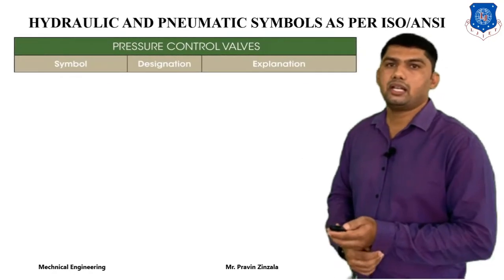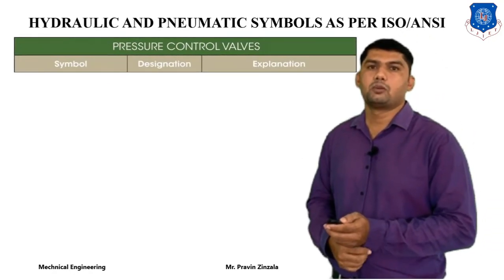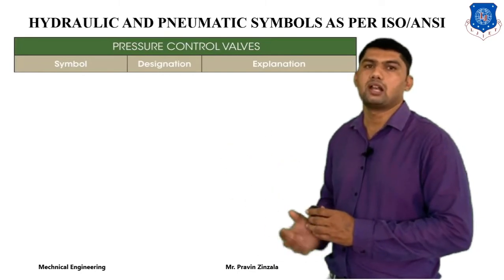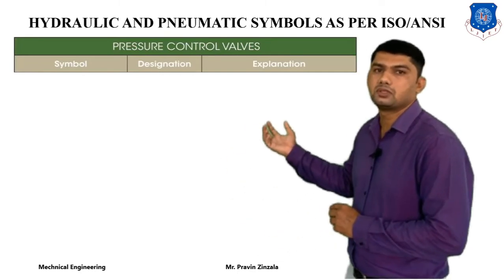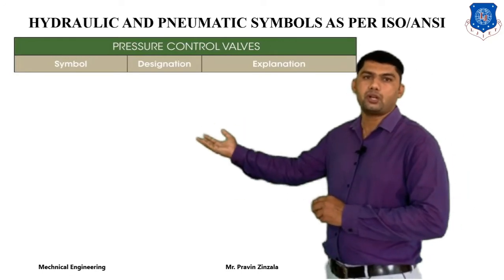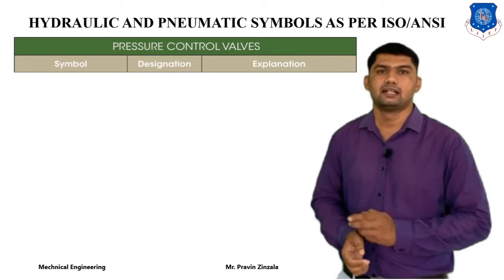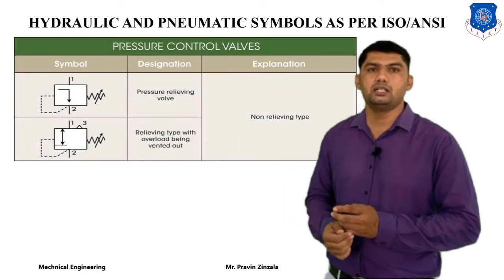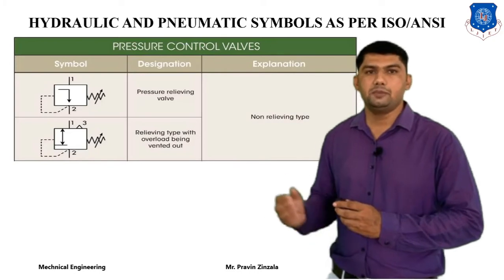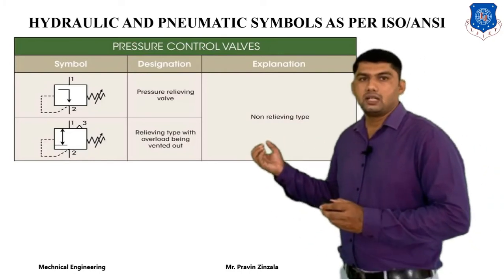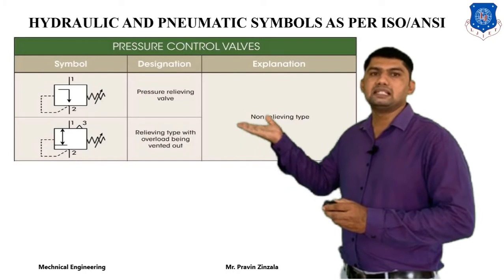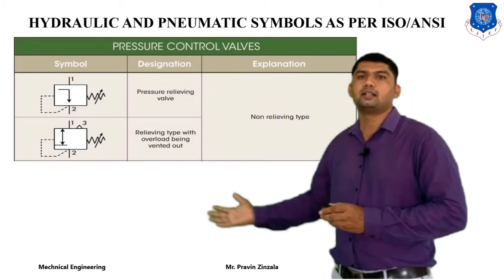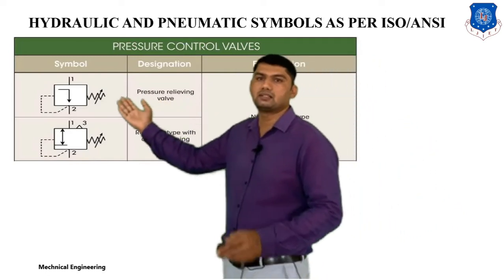Next, hydraulic and pneumatic symbols for pressure control valves. First of all, we should know what a pressure control valve is. A pressure control valve is a type of safety valve, used for the protection of hydraulic and pneumatic circuits. The first pressure control valve is the pressure relief valve, also called a safety valve. If the pressure of the hydraulic circuit increases beyond our preset value, the valve will operate and fluid will go to the reservoir. Here is the symbol of the pressure relief valve.